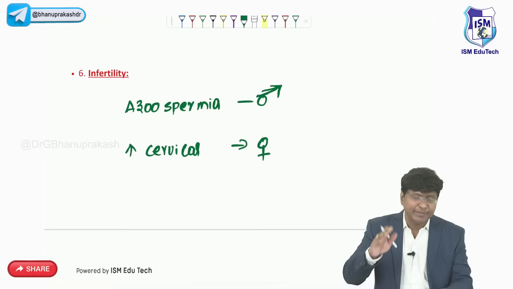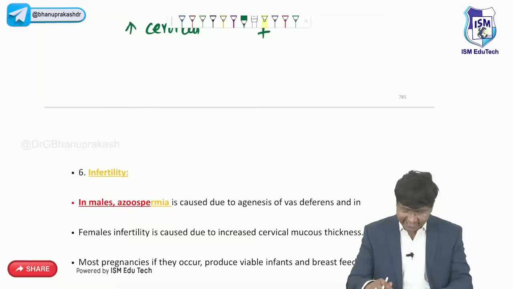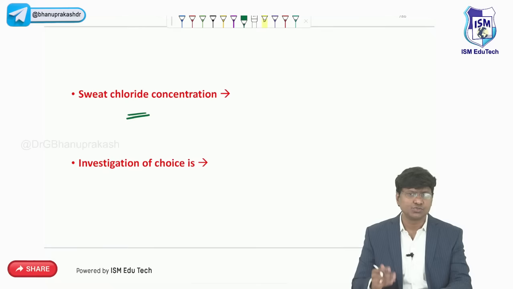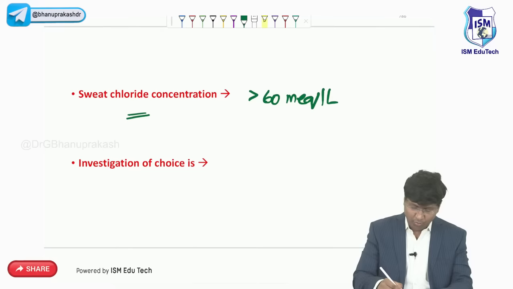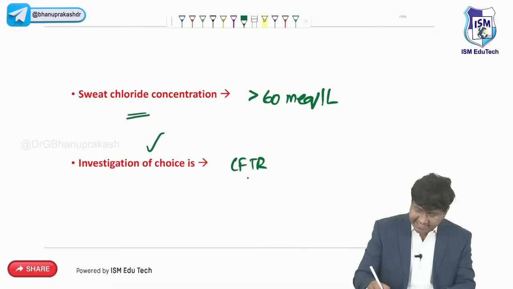And how do you investigate? The first initial screening test will be sweat chloride concentration. So how much will be the sweat chloride concentration in case of cystic fibrosis? That will be more than 60 milliequivalents per liter. That should be minimum on two occasions. But what will be the investigation of choice? You need to do genetic analysis. So CFTR mutation analysis should be done. That will be the investigation of choice in these patients.